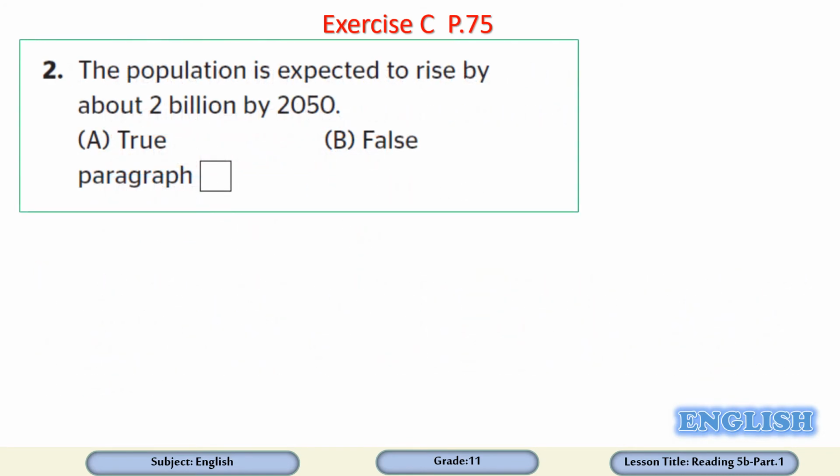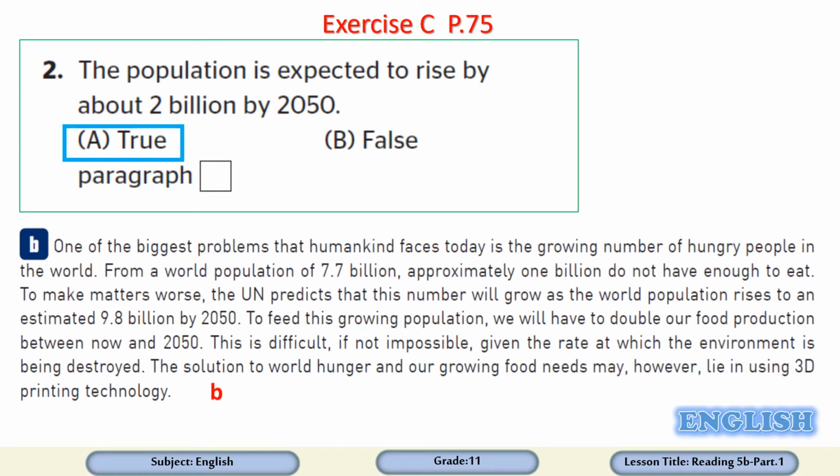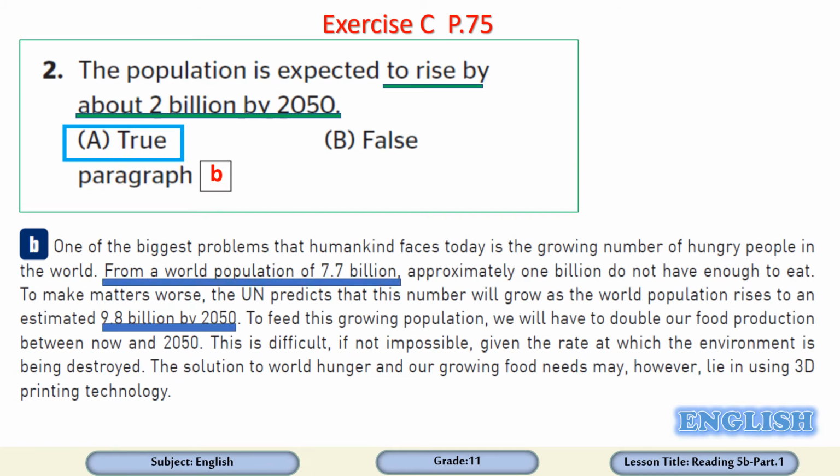Statement 2 now. What's your answer? Yes, very good, it's true. And the answer is in which paragraph? Very good, paragraph B. What does the statement say? The population will rise by about 2 billion by 2050. What does the paragraph say? It says 7.7 billion now and 9.8 billion in 2050, and it's 2 billion. So the answer is true.